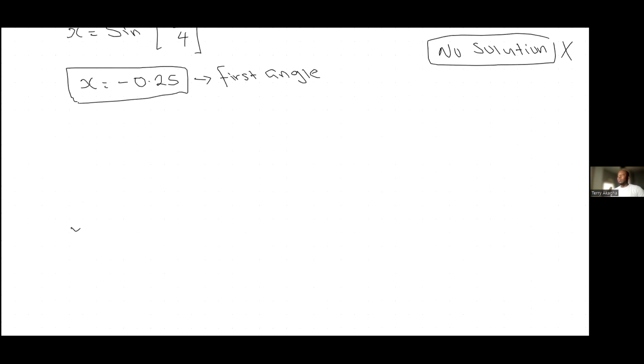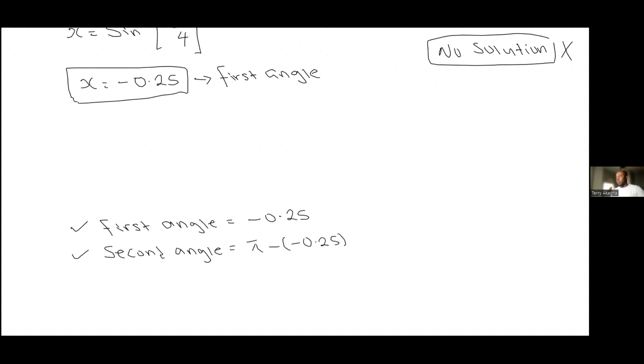So the first angle is equal to minus 0.25. Now, how do you get the second angle? In this case, we're working with radians, and it's going to be pi minus the first angle. And this is going to give you 3.39. Okay, so we've gotten the first angle, and we've gotten the second angle.